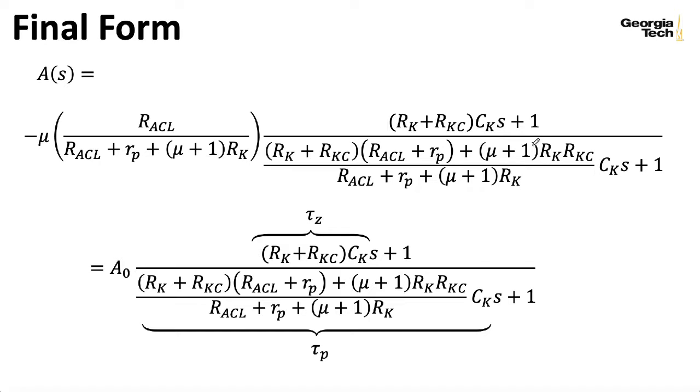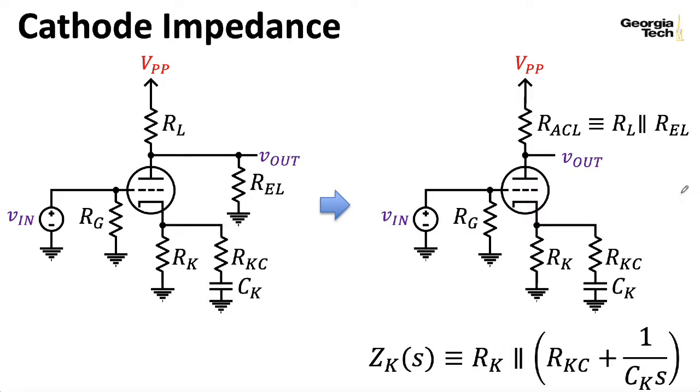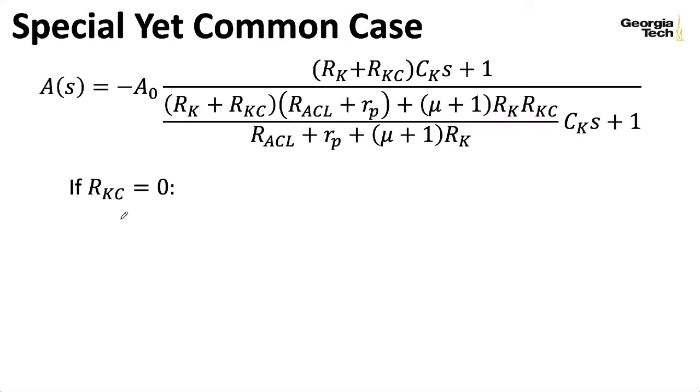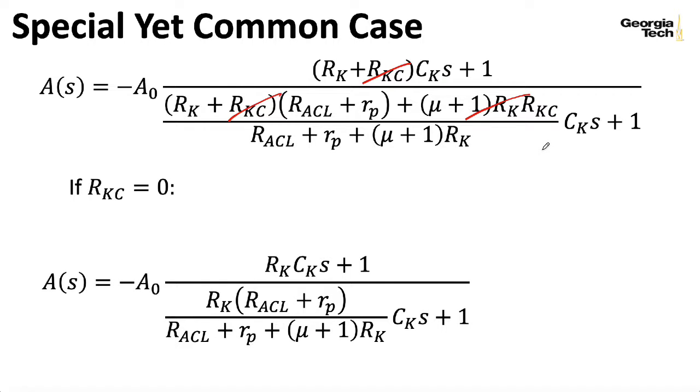Now, this partially bypassed case where you have this RKC here isn't actually very common. It does appear in some guitar amplifiers, like in the Mesa Boogie dual rectifier that we've looked at a lot, so I do like to include it. But most of the time, they don't have an RKC here, and the cathode is fully bypassed. In that special case of RKC equals 0, this term and this term disappear. So I do wind up with a simpler expression.